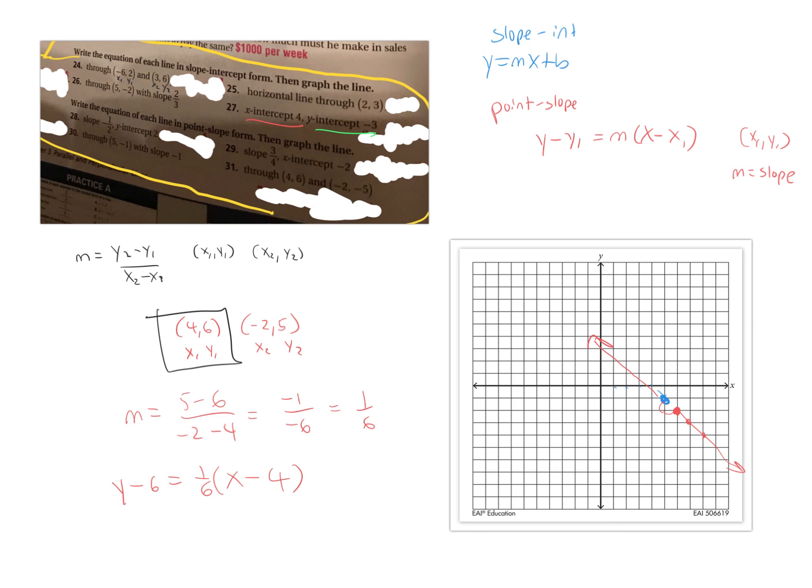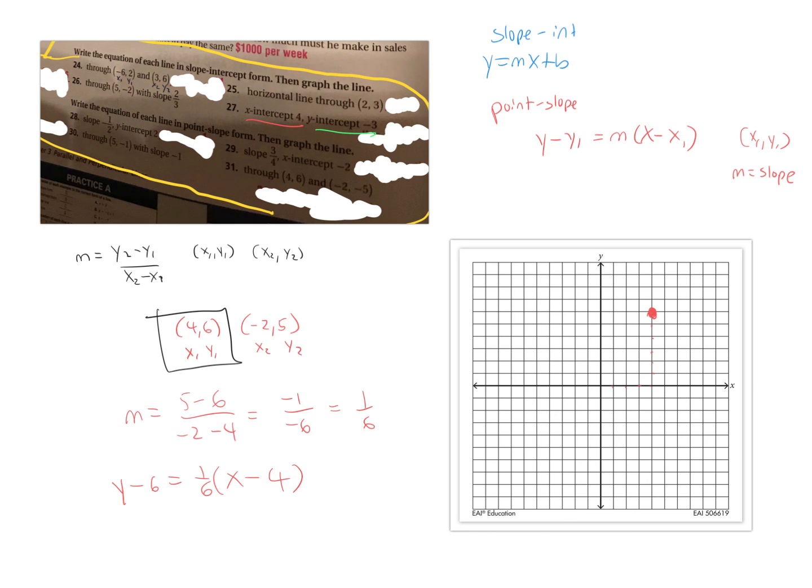Now, similar to the last process for the last problem, when it comes to graphing, all you need to do really is plot one point and then use the slope. But in a way, you could actually do something a little different here. You could plot both points. So we have (4, 6). So that's 1, 2, 3, 4. 1, 2, 3, 4, 5, 6. So we have a point right there.